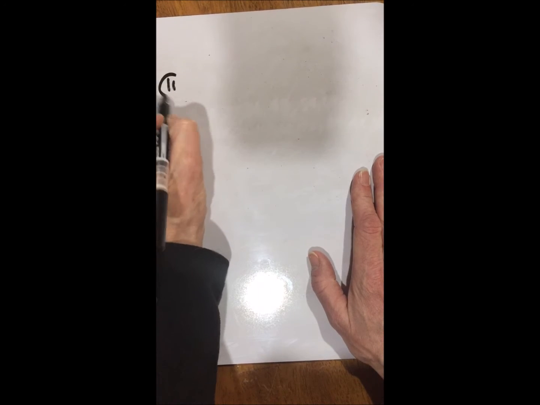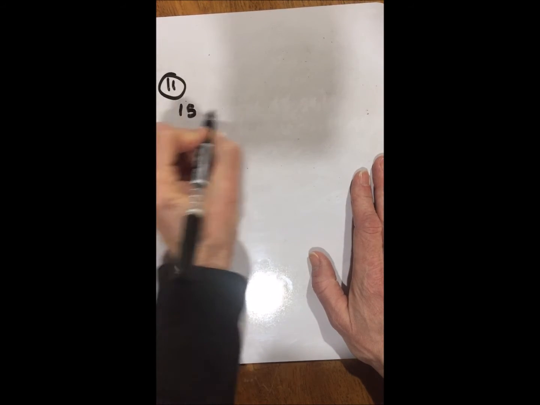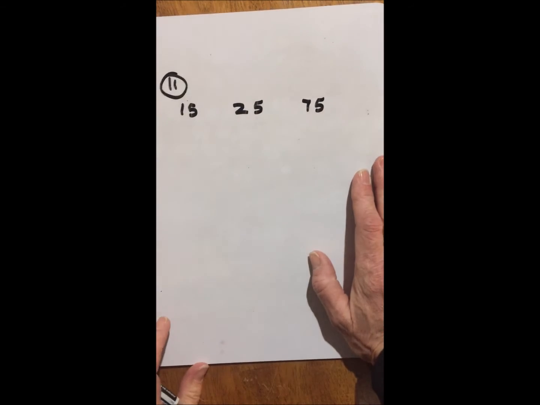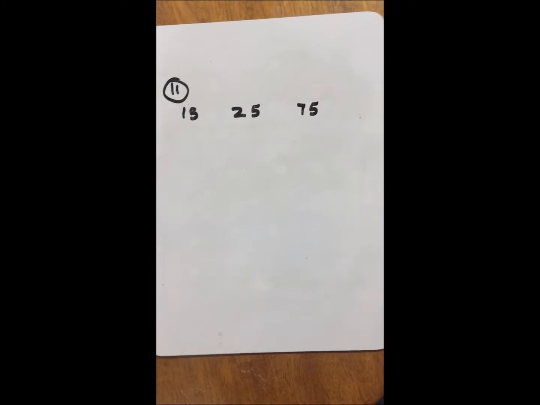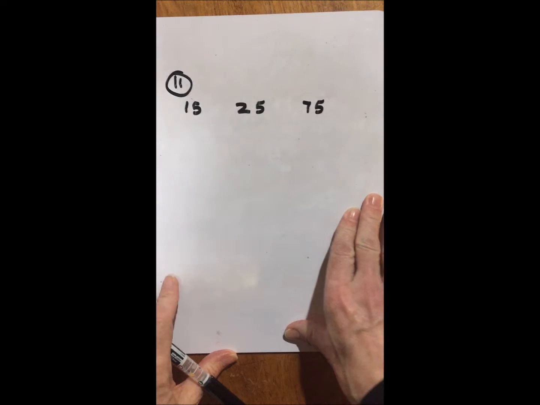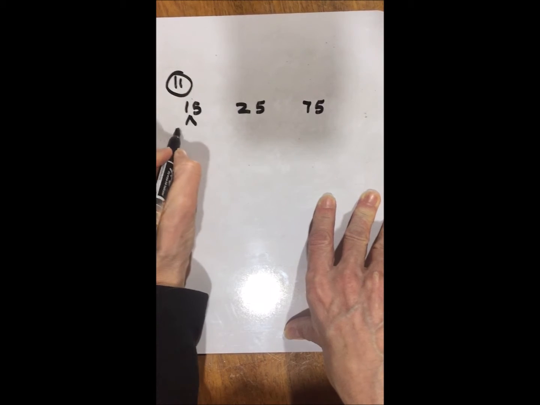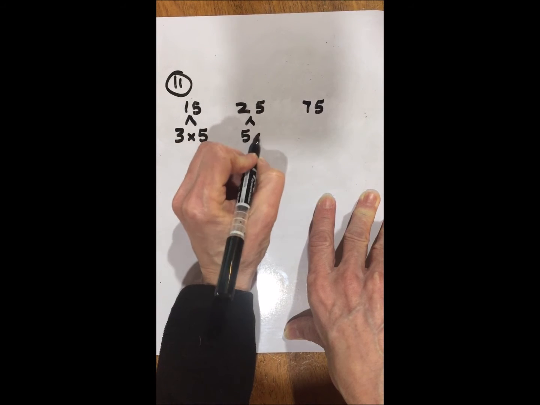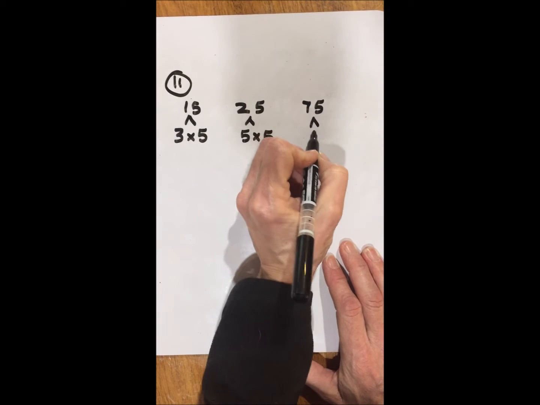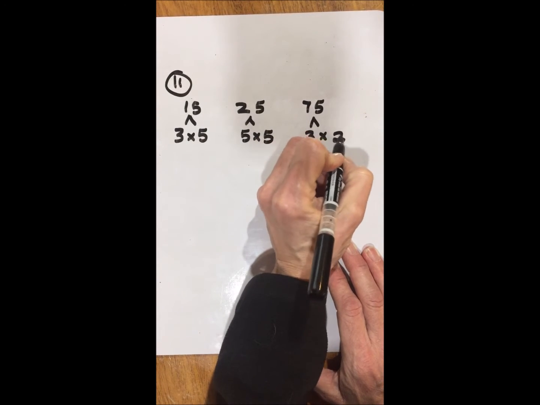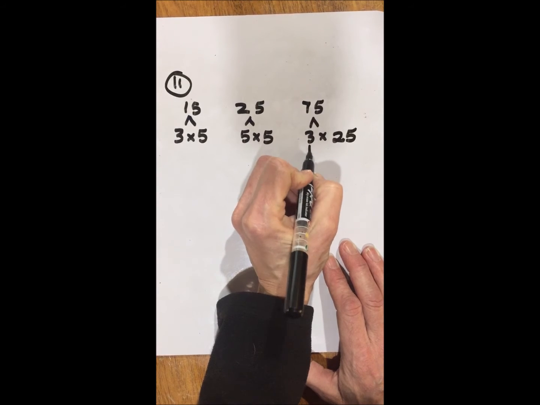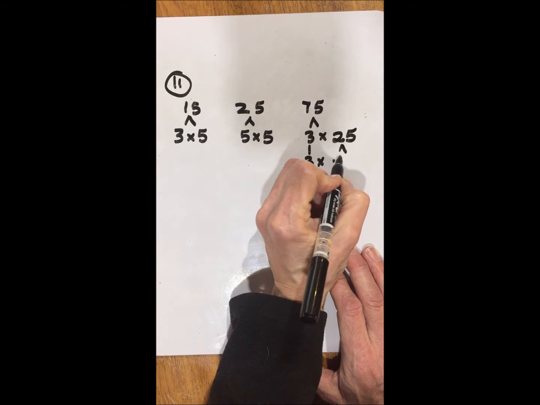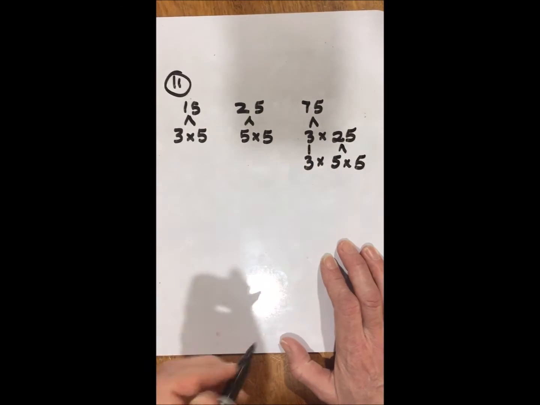So number 11, we have 15, 25, and 75. Let me just make sure you can see that on the camera. I have to pull it up a little bit. Here we go. 3 times 5 makes 15. 25 is 5 times 5, and 75 is 3 times 25. Bring your 3 down and break down your 25 into the factors of 5 times 5. So these are all prime.